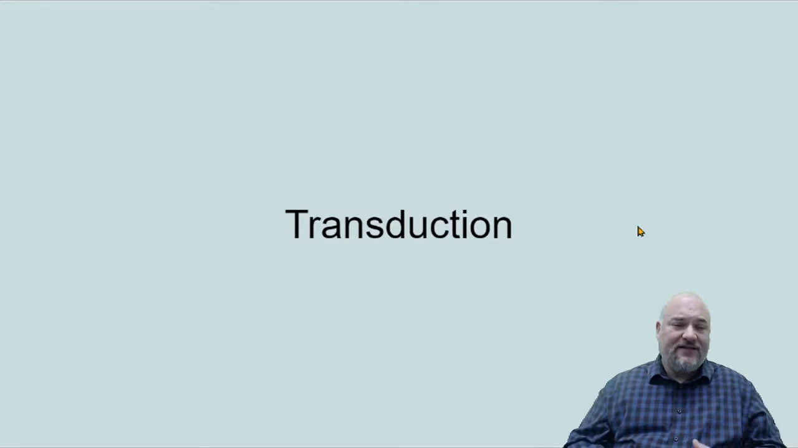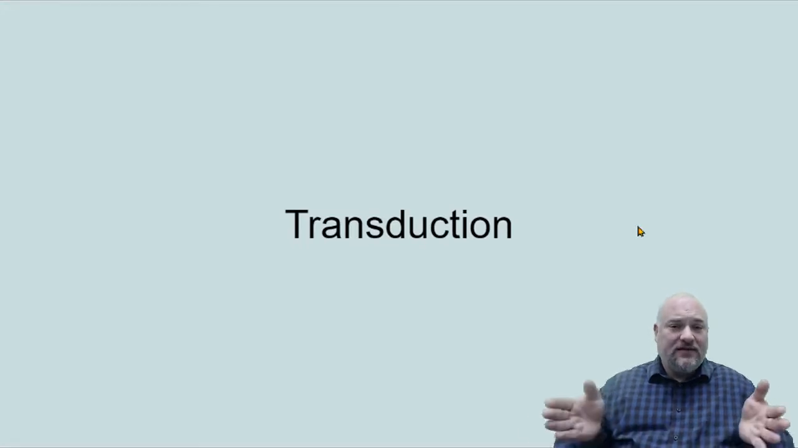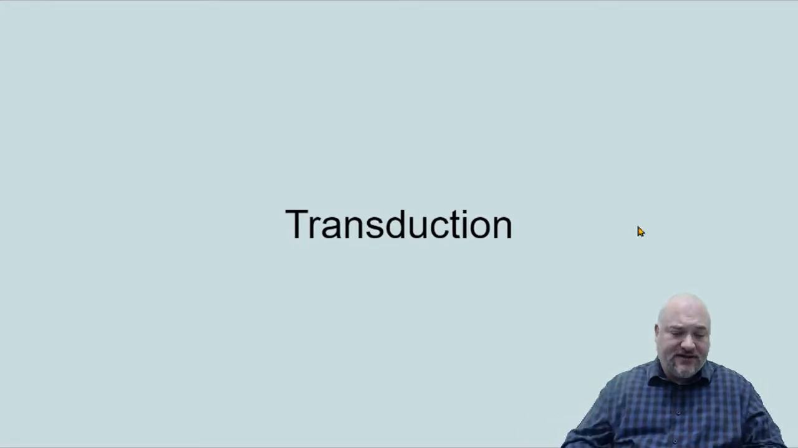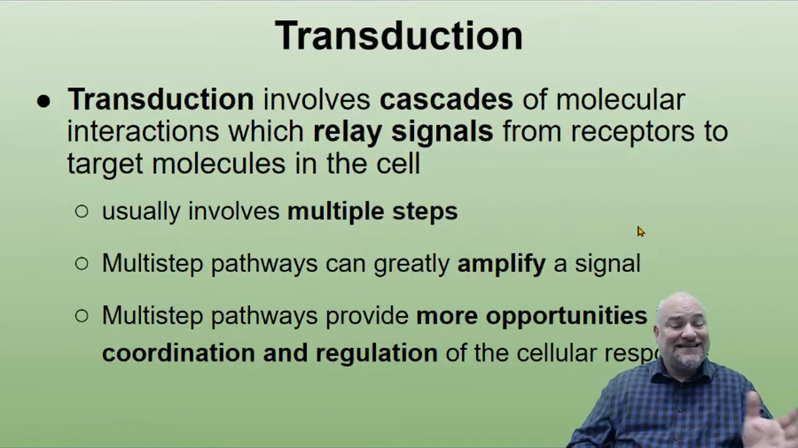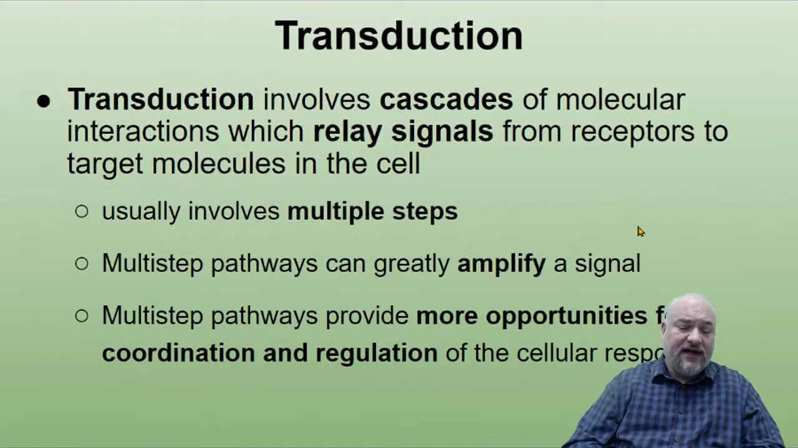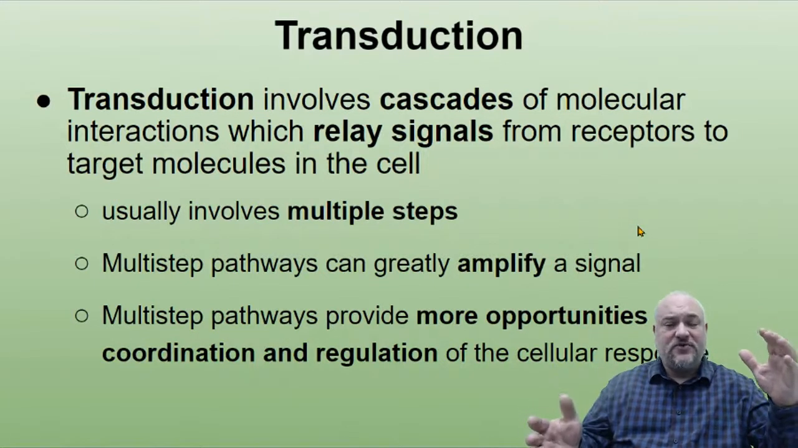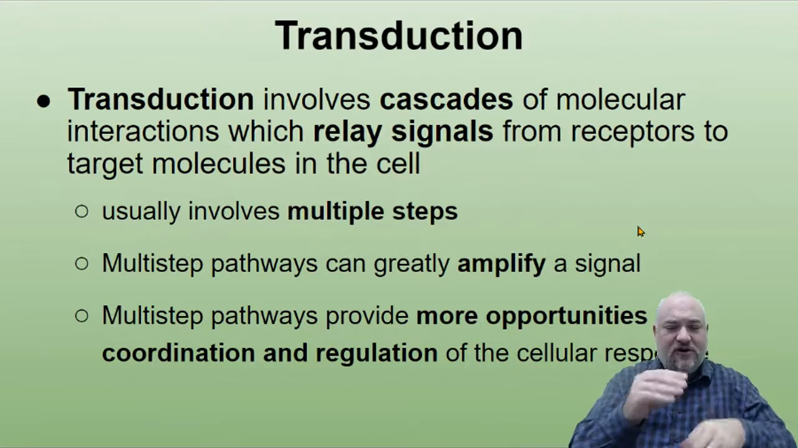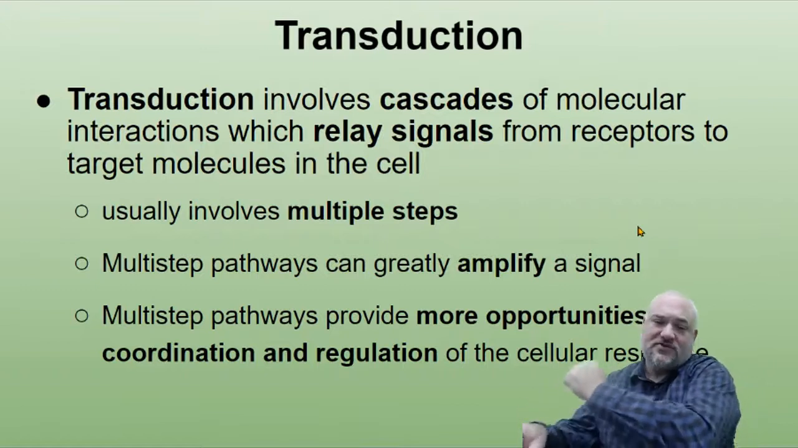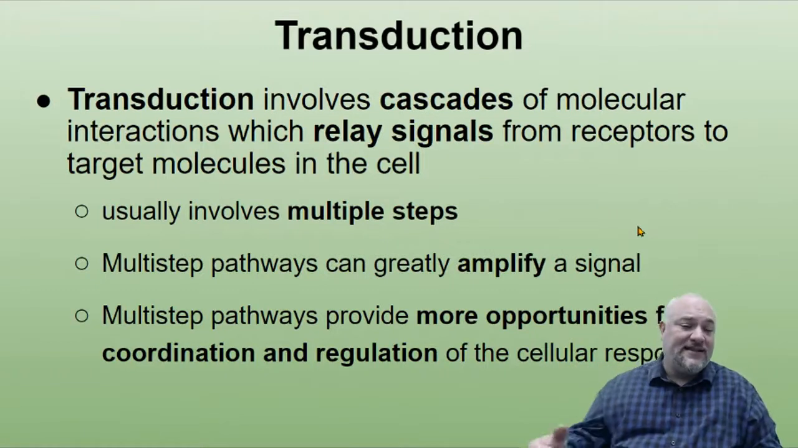All right, so now we've gotten those signals in, kind of gone over an overview. Let's dig deeper into this transduction. Transduction usually involves cascades of molecular interactions, which relay signals from the receptor to the target molecules in the cells. We can think of them like dominoes. When this one falls, it causes the next one to fall, which hits the next one, and the next one, on down the line until you get things done. Usually multiple steps.